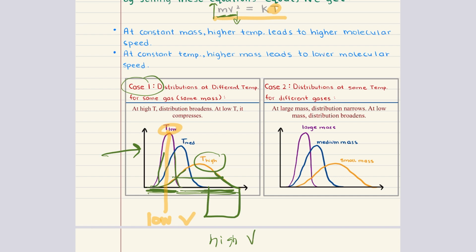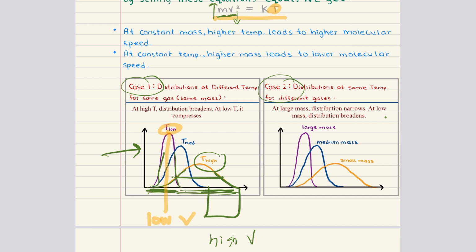Now, the second case we want to consider is how mass affects speed. What happens if we compare different gases at the same temperature? Since temperature is directly related to kinetic energy, two different gases at the same temperature will have the same average kinetic energy. However, because kinetic energy depends on both mass and velocity, lighter gases must move faster to maintain the same energy as heavier gases.